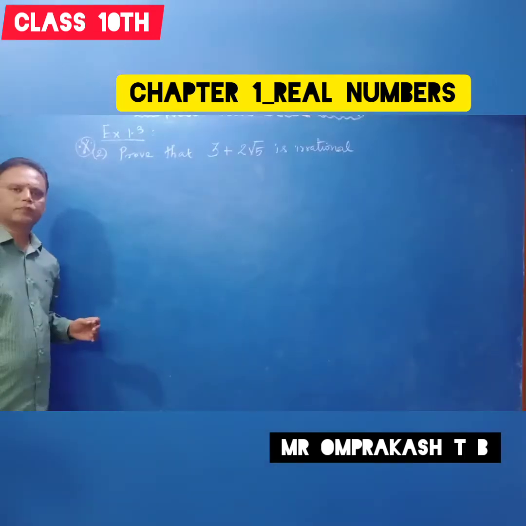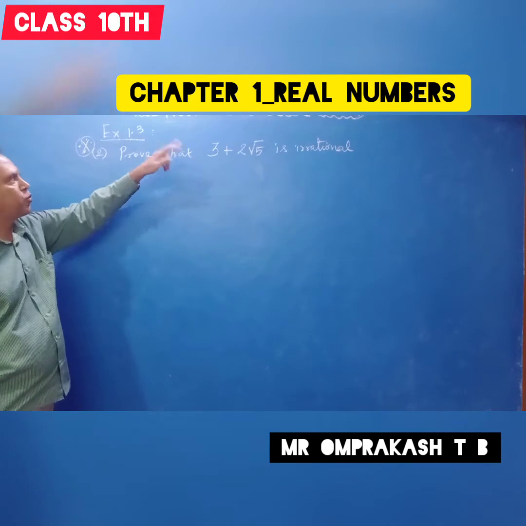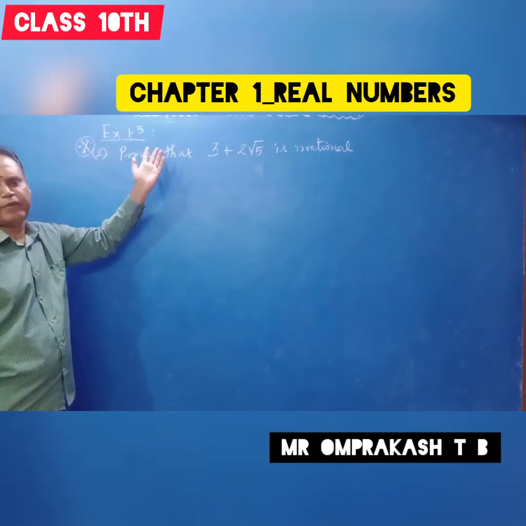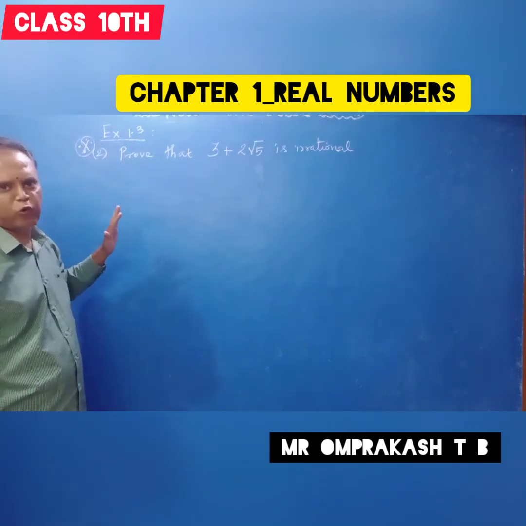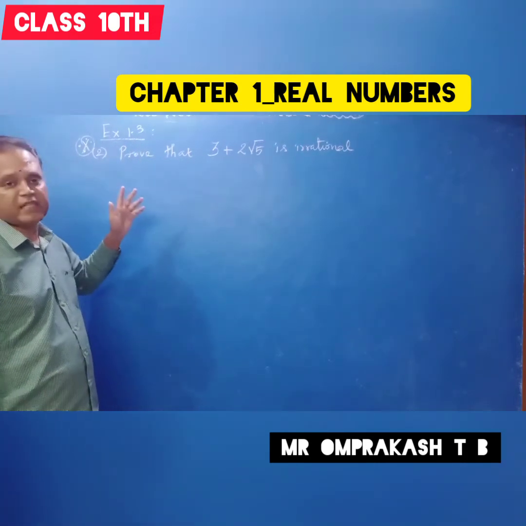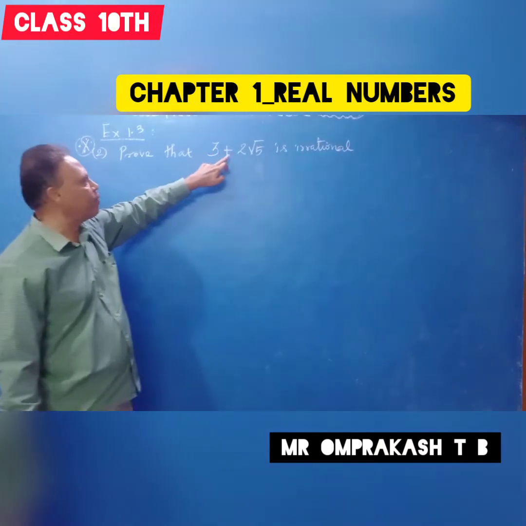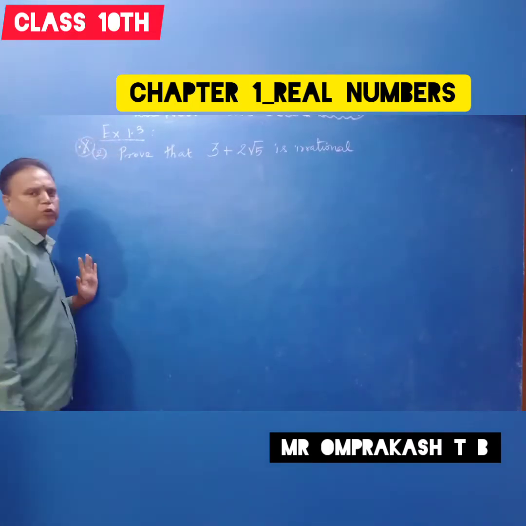Clear? See, next exercise 1.3. First problem is prove that root 5 is irrational. The same as the previous problem, same way you can easily prove. I will give it as homework. Now, the second problem is prove that 3 plus 2 root 5 is irrational. So, easily we can prove using proof.